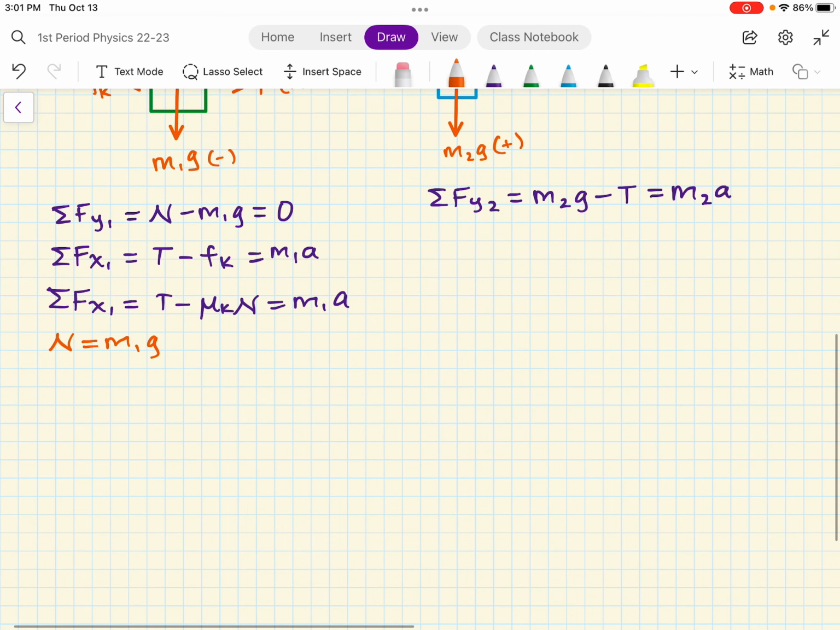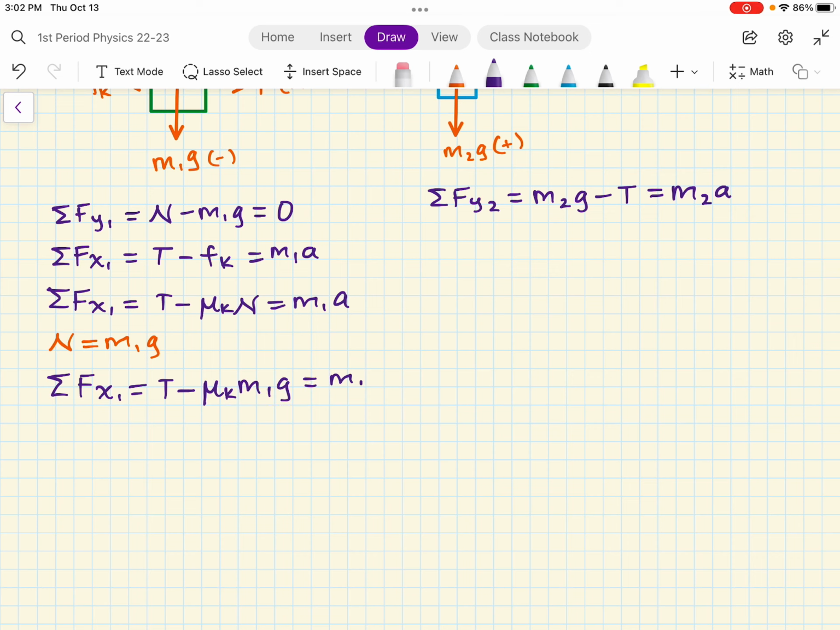So then my equation becomes the sum of the forces along the x for mass 1 is equal to tension minus coefficient of kinetic friction. Instead of normal force, I'll write m1g, is equal to m1 times acceleration. Okay, so now I have to focus on these two equations because I'm trying to solve for acceleration.